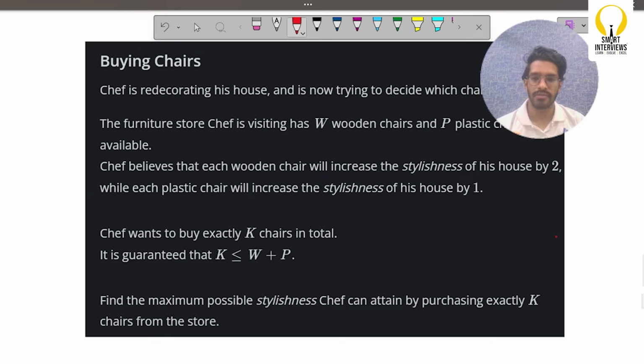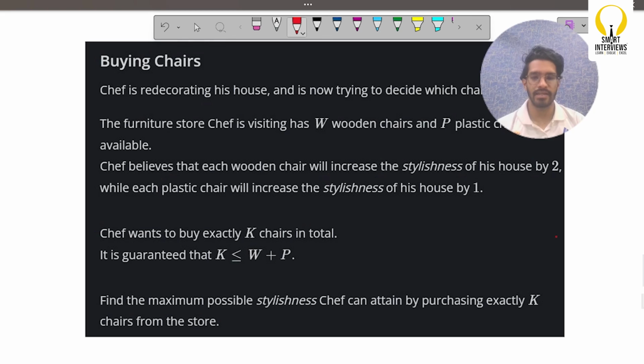Chef believes that each wooden chair will increase the stylishness of his house by 2, while each plastic chair will increase the stylishness of his house by 1. So he thinks that having a wooden chair increases the stylishness more than having a plastic chair. Basically, a single wooden chair increases the stylishness by 2, and a single plastic chair increases it by 1. Now, chef wants to buy exactly k chairs in total.